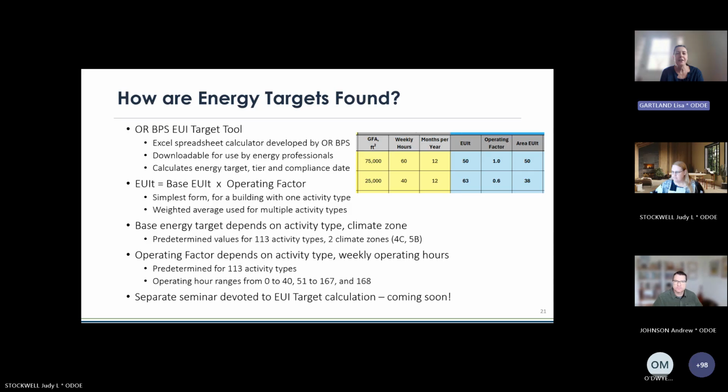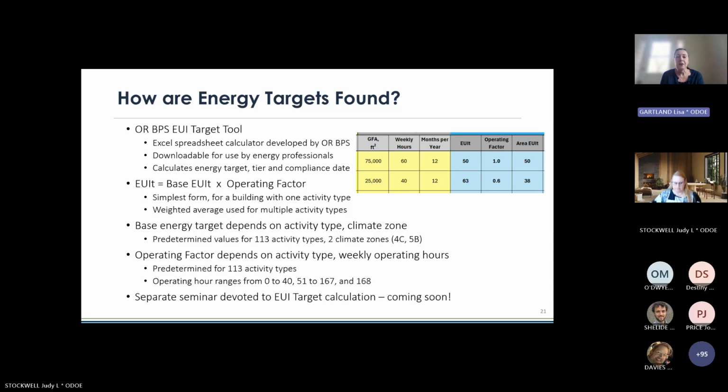So what is the energy use intensity target? How is it calculated? Well, we start with these base energy use intensity target values, and then we multiply them by an operating factor. These are both based on the activity type of the building. The operating factors vary based on the activity type. You can separate out different areas of your building to have different targets and operating factors. What the tool does is a weighted average of all the areas in your building and all of its activity types and operating factors, and it comes up with an overall energy target.